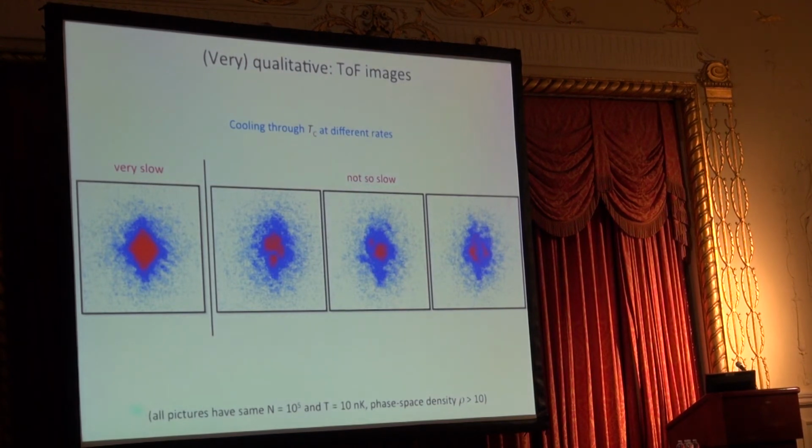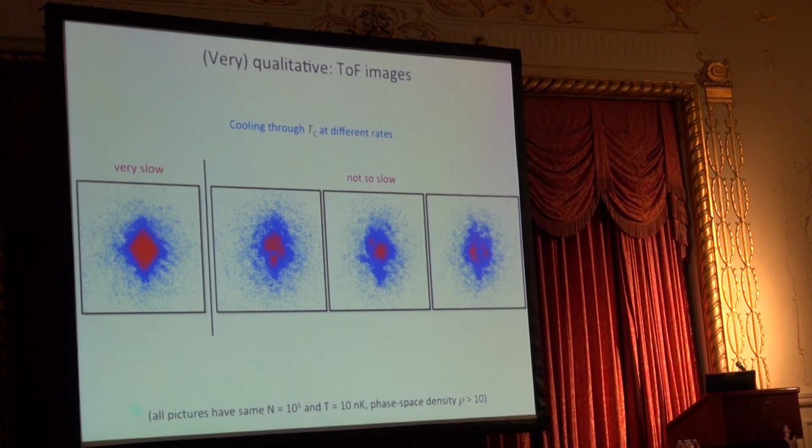So before I get into anything serious, just very qualitatively, this is what you see if you cool the system at different rates, and then just look in time of flight at what the BEC looks like. So here, if you go very slow, I'll get into numbers later. If you go very slow, then you make a nice BEC with a uniform phase across the system, and in time of flight, this develops this characteristic diamond shape.